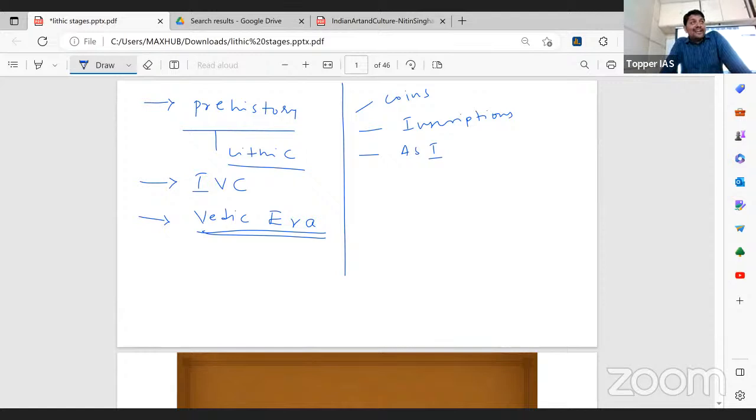Initially just the varna system was there. So the varna system was to discriminate, to differentiate by color. Later on it became the basis of occupation. So based on the varna, occupation was decided.